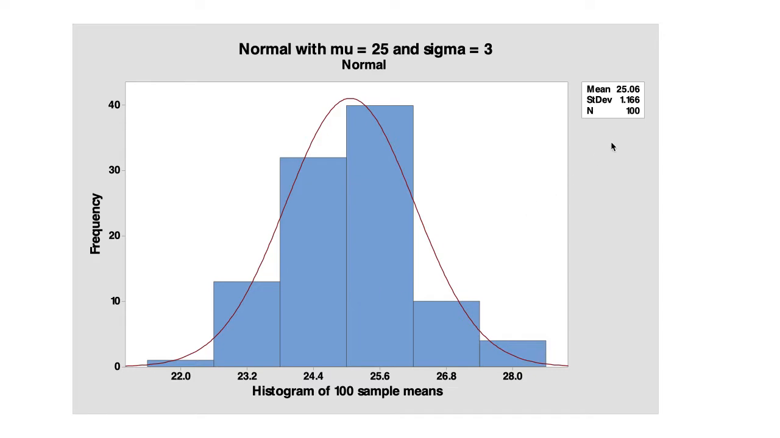All right, and notice that over here the mean of all those x bars is 25.06, and notice that that is really close to the population mean. Also, let's observe that the standard deviation of those 100 x bars is 1.166, and the only comment I want to make is that it is smaller than the population standard deviation.